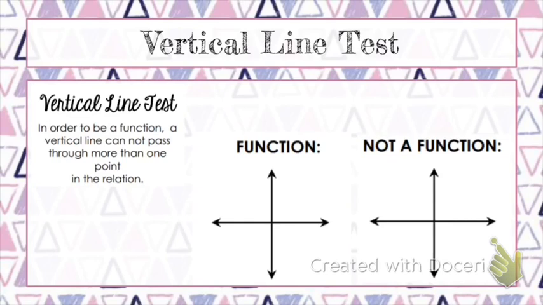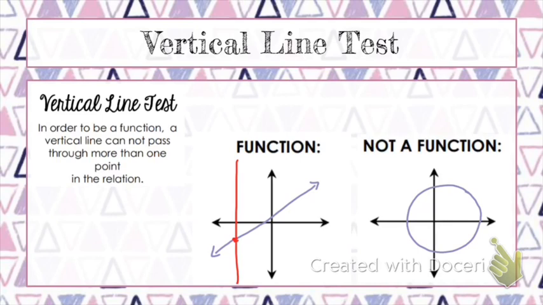So I'm just going to use an example of a relation that would be a function is a line like this. And an example of a relation that would not be a function is a graph of a circle. And I'm going to show you with the vertical line test how this works. So imagine that I drew a vertical line through my function, anywhere that you want. It only crosses this function at one point, okay?